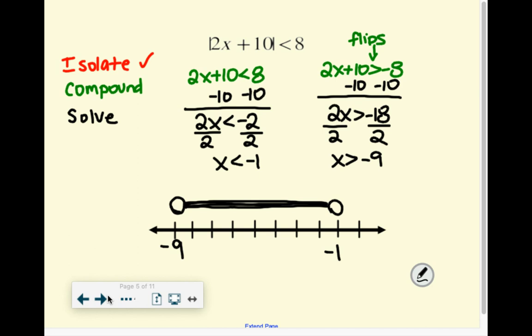Okay? This problem started out as a less than, meaning that it's going to be a sandwich in between from negative 9 to negative 1. So our interval notation is (-9, -1). They should both be in parentheses because there's no closed circles.